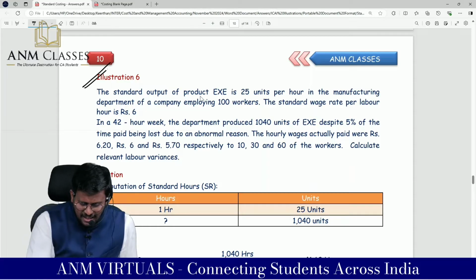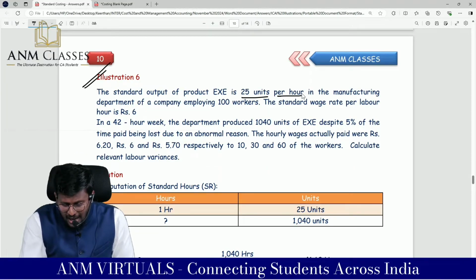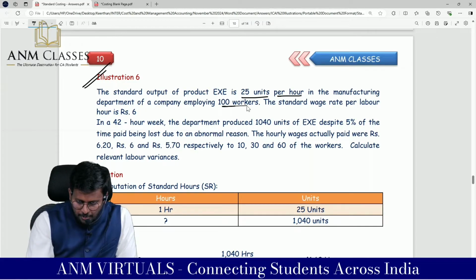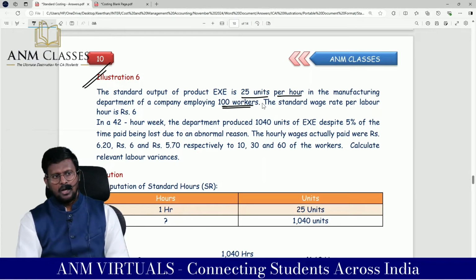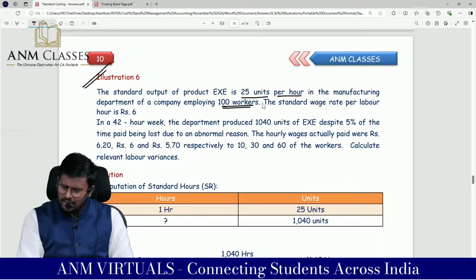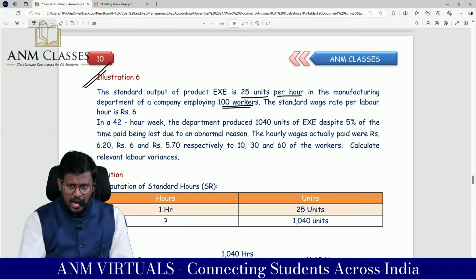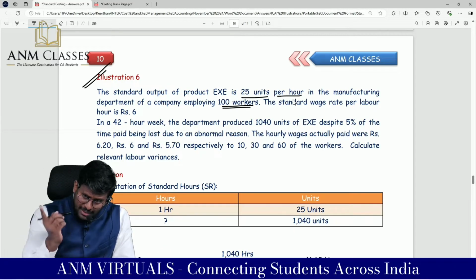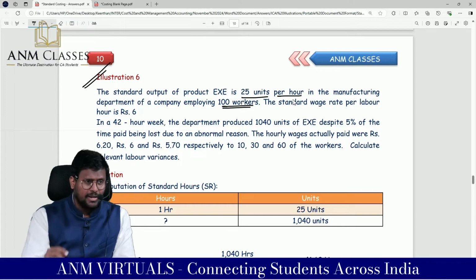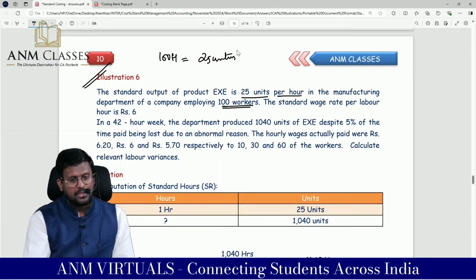The standard output of product EXE is how many units per hour in the manufacturing department of a company employing how many workers? So how many people work in a company? 100 people work, right? How many units come in one hour? Is one worker working for an hour, or 100 people working? So how many hours? In 100 hours, 25 units have come.